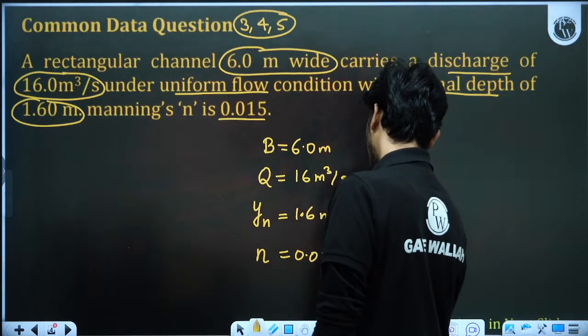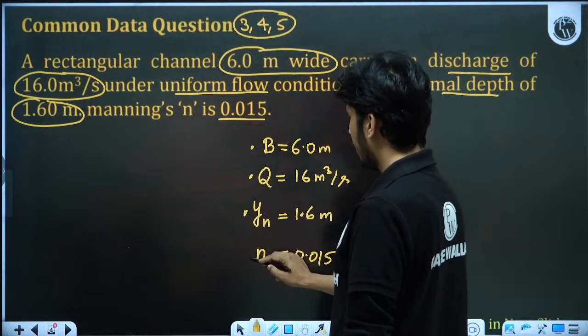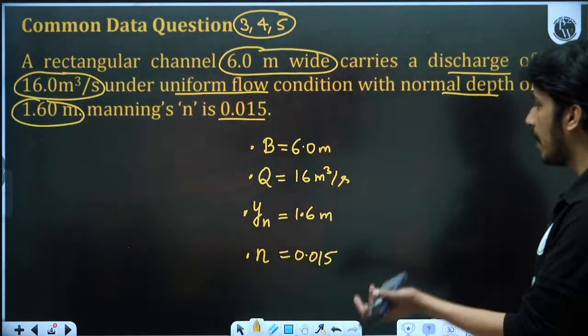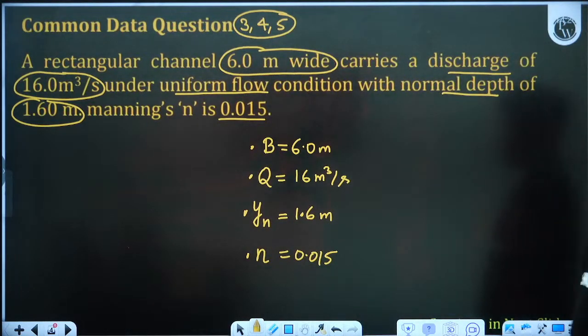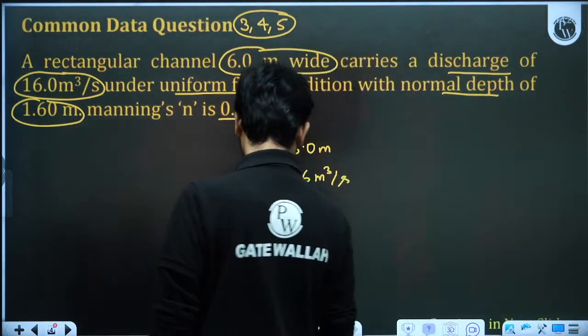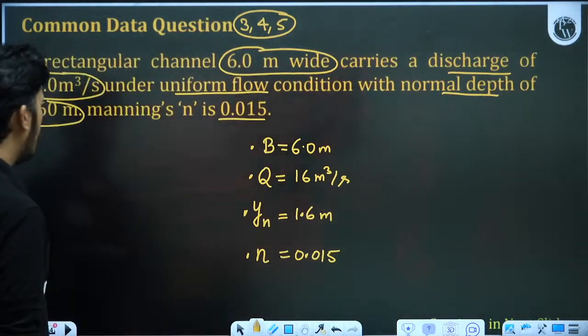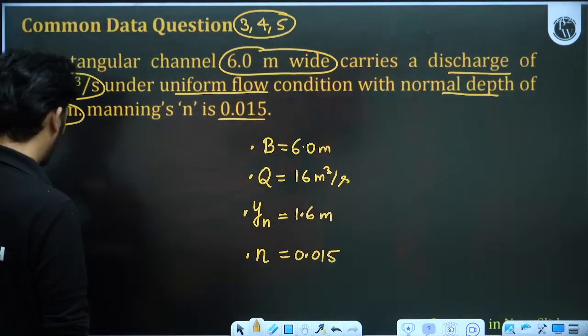So what they are asking, let's see. Three questions are there. So this is the data given. So write down this data because I will be coming to the next page. Please write down this data because this is important to solve the question. Write down this data first. Then we are going to move ahead.